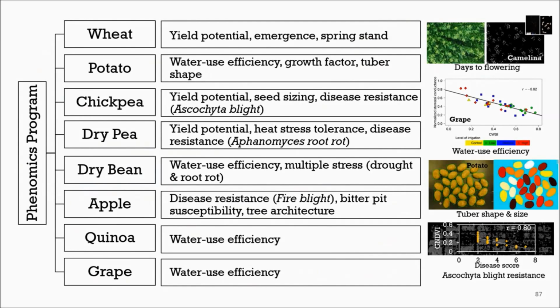Here is an example where we are just looking at the flowering, days to flowering, and this is camelina, which is an alternative crop, and that's a seed sizing that we also do. We not just look at seed properties contributing to the quality of the crop, but also seed properties that influence the plant properties, better emergence, spring stand, and other things like that.